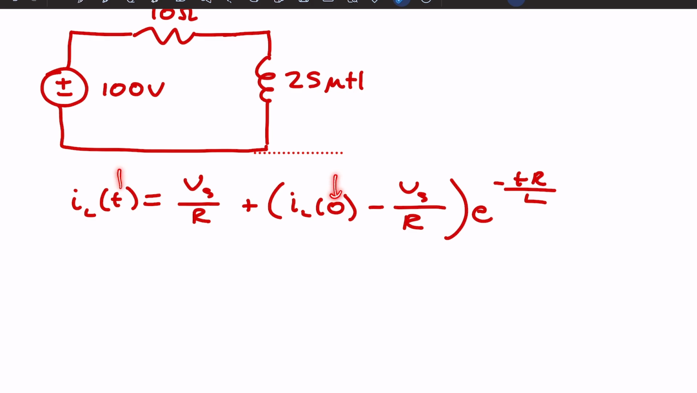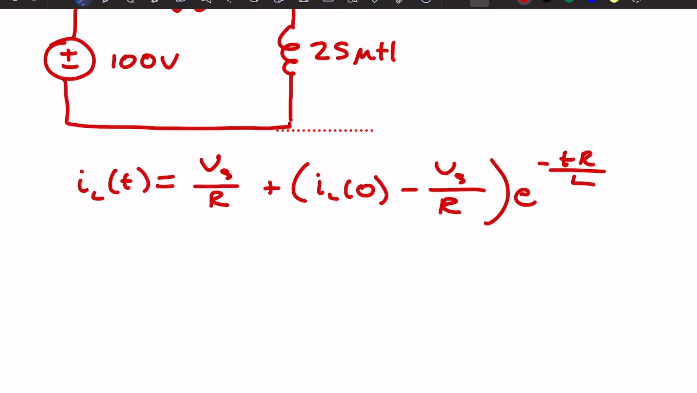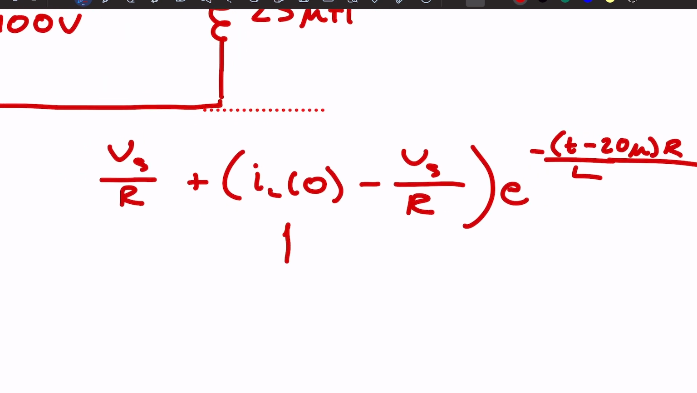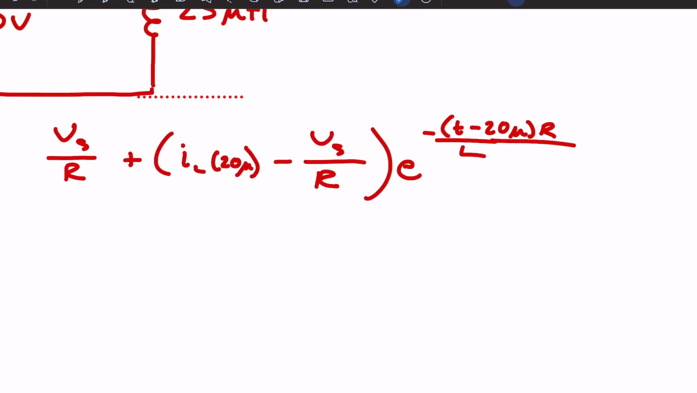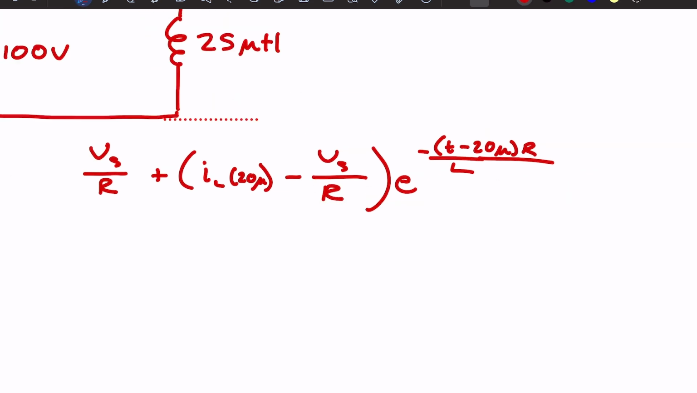So this and this need to be updated. Why? Because we're actually at 20 microseconds. So to get the equation in the right spot, what we actually need to do is take this t and say it's t minus 20 microseconds. All right, that's important. Plus, we need to find this term I_L at 0. But again, we're not finding it at 0. We're finding it at 20 microseconds, right? Because that's where we are right now. So this is the equation we need to fill in.